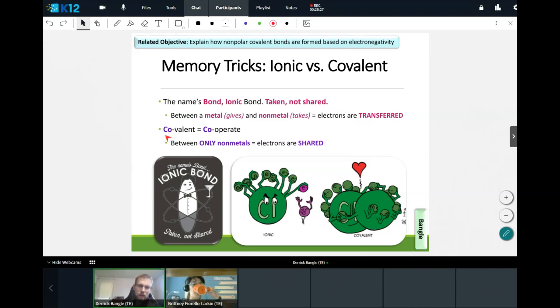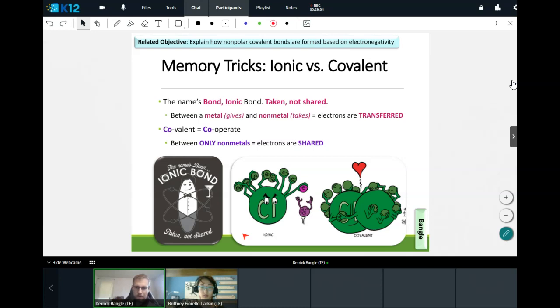And then with a covalent bond, remember co meaning to cooperate. If you're cooperating with each other, then you're doing something together. And so this is happening between nonmetals only. And so electrons are being shared because you're doing things with each other, kind of like is depicted with the green chlorine atoms at the bottom of the slide. And we also have a very suave ionic bond atom having his drink glass as one of his electrons.